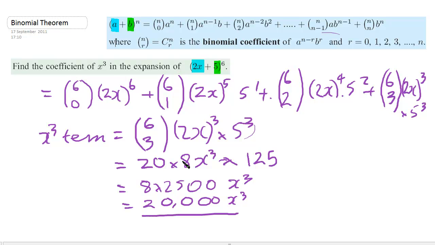So therefore the coefficient of x cubed is equal to just 20,000. That's how many lots of x cubed we have. So don't confuse this with being the answer. This is the coefficient and is our answer.